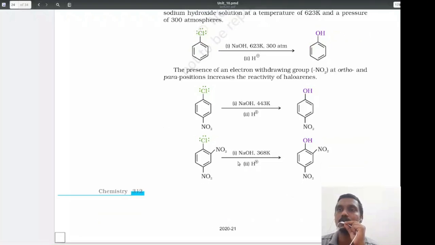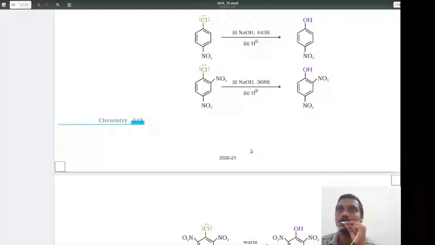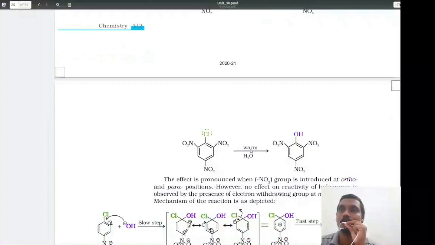Now what happens when you introduce two nitro groups, one at the ortho and one at the para position? You will notice that the conditions are even milder. So it's no surprise that if you introduce one more nitro at the ortho position, all you have to do is use a very weak nucleophile like water, and you just need to warm it and the chlorine is substituted to a hydroxyl group.